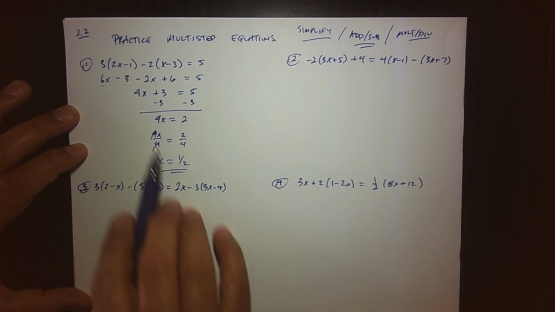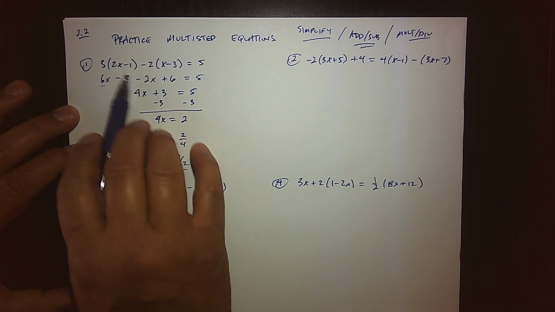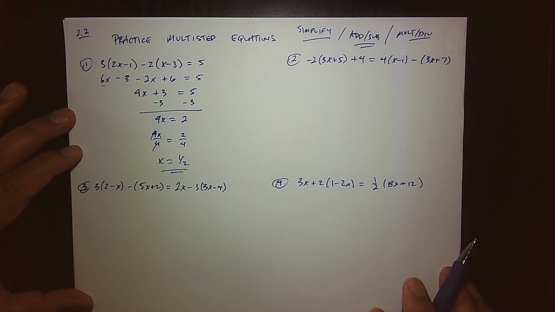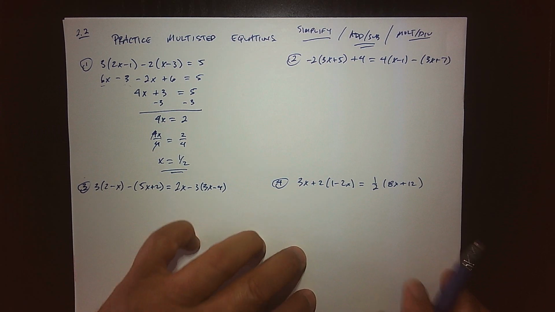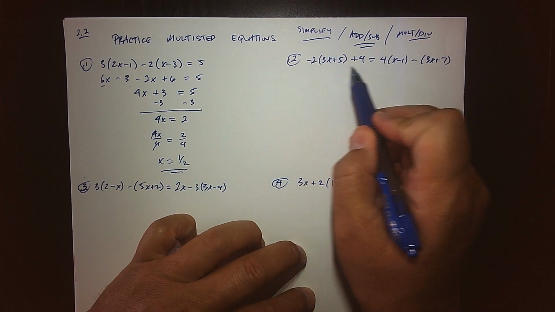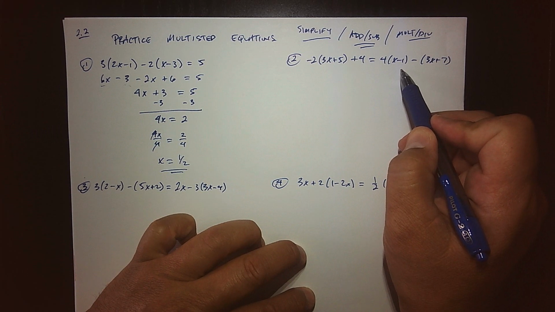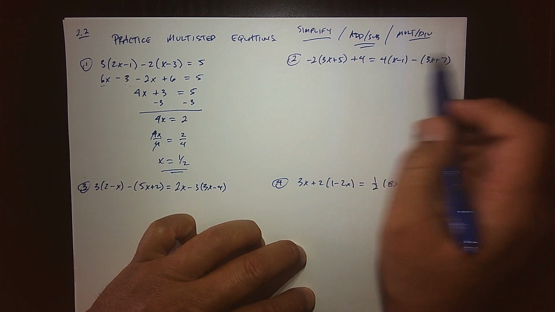So again, the idea is if we plug a half in there, we get 5 equals 5. We get a true statement. But I'm going to focus on solving equations. So good, there's our first round. The second one, a lot more going on. The left-hand side needs to be simplified, and the right-hand side needs to be simplified.